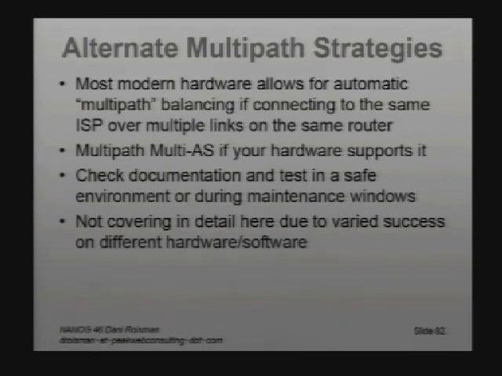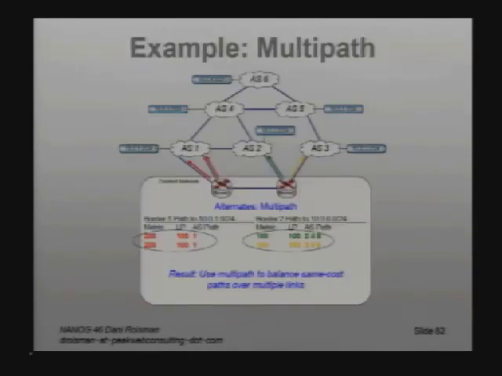Go ahead and test in a safe environment, because you might be surprised with the results. I'm not going to cover multipath in detail, because different hardware platforms either work or don't work. Some of them will actually flap your sessions when you make the change. And most of the time, you're not just looking for a 50-50 split of traffic. Multipath success is also dependent on hash algorithms. I found that it's not reliable. I might use it in one limited case where I have multiple links to the same exact ISP.